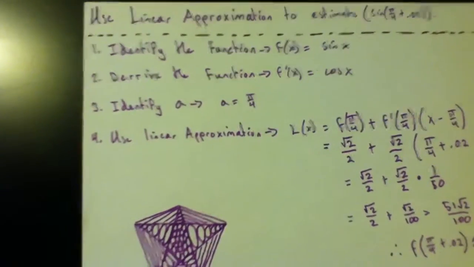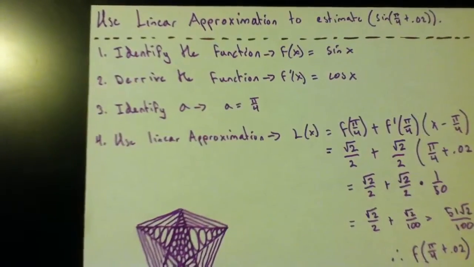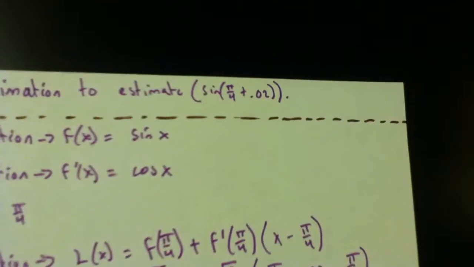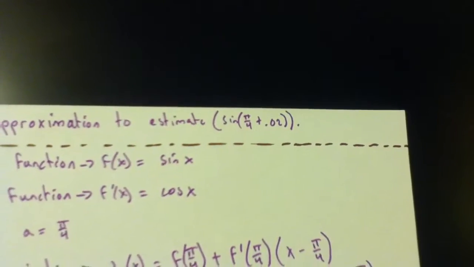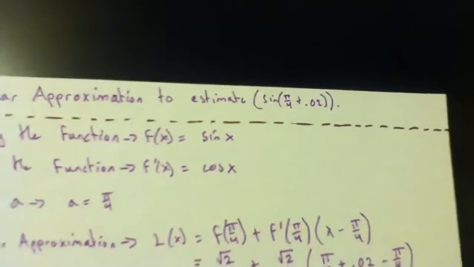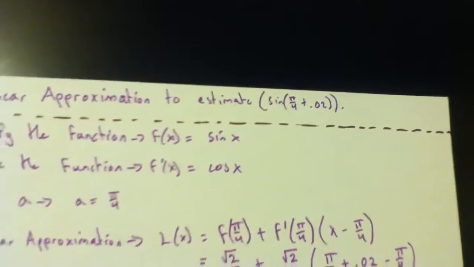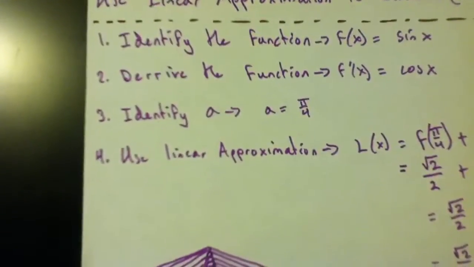For step 3, identify what a is. So what is a? What's the closest whole number that we can work with? And that is pi over 4. It's not a whole number, but in radians it's an easy number to work with. So a equals pi over 4.